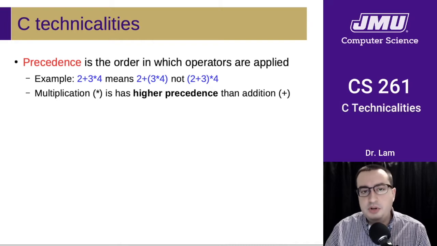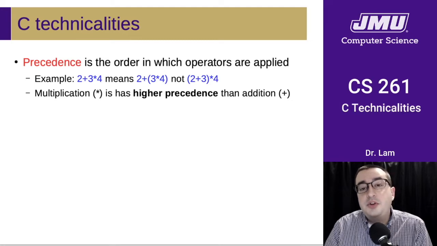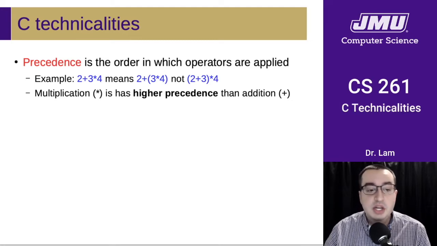And this is not terribly important in this course, but precedence is the order in which operations are applied. So for instance, 2 plus 3 times 4 means to do the multiplication first, not the addition, even though the multiplication appears later in the expression. And this is because multiplication has higher precedence than addition. So this is something that you hopefully learned in grade school.